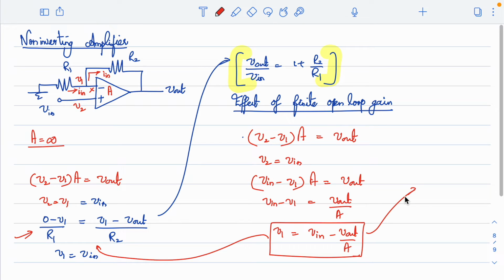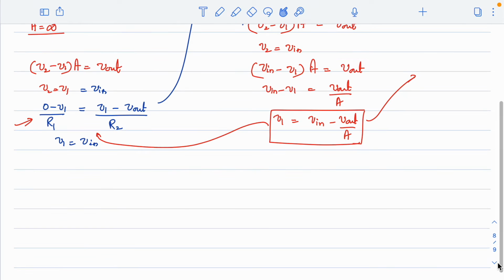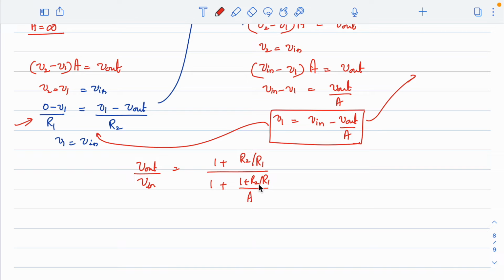Now we can bring this V1 value back into the same expression, which will result in the final expression for your gain. Are you guys trying? So I am just writing the final expression. You can do this. V out by V in will be equal to, what you have to do is substitute V1 in this expression and rearrange. You will get it as 1 plus R2 by R1 divided by, you can rearrange in this form, 1 plus R2 by R1 divided by A. This is the gain with finite open loop gain. With the effect of finite open loop gain, the closed loop gain is equal to this.